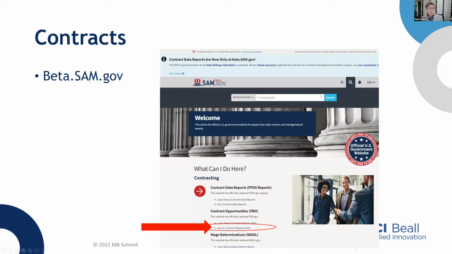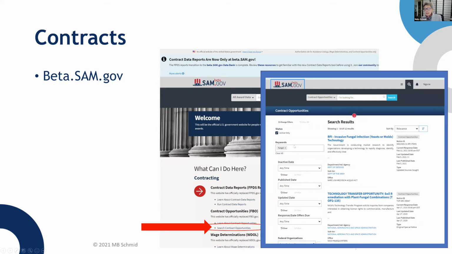Contracts are stored in a database called beta.sam.gov, and you can search again for contract opportunities that might be open. And if we do that, and again, use the keyword fungal, we see only 12 results in open contracts. But again, defense is among them.